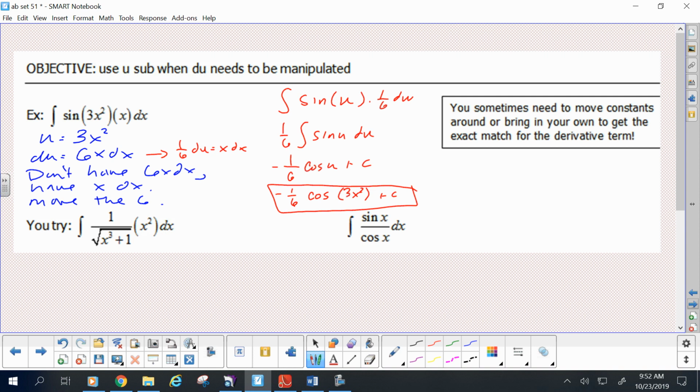So you can see this is a little different in that the du needs a little manipulation. Try this first one on the left on your own, and I'll be walking around.